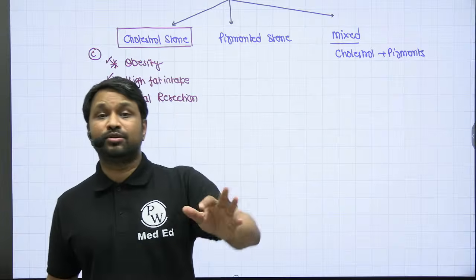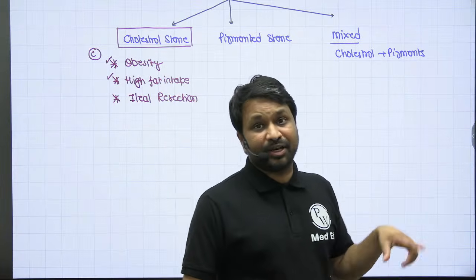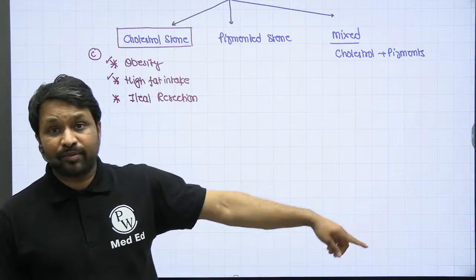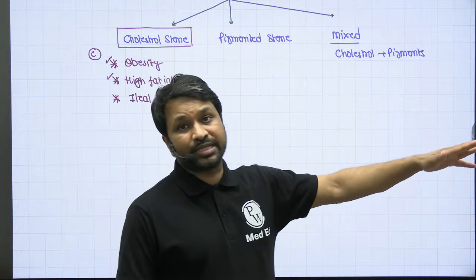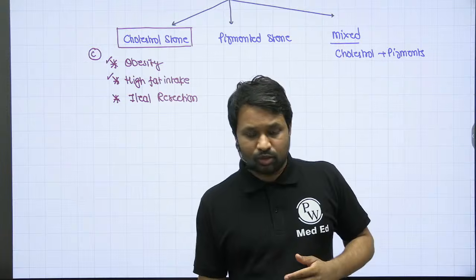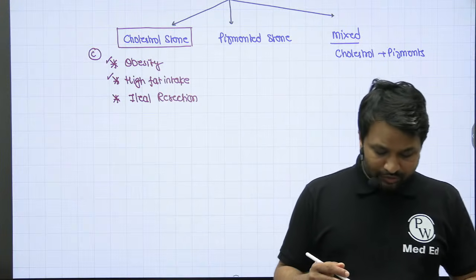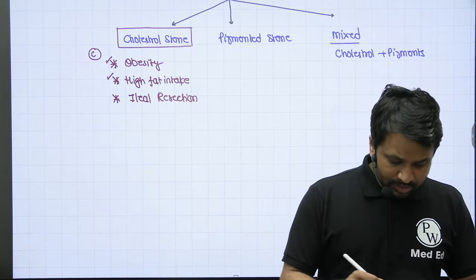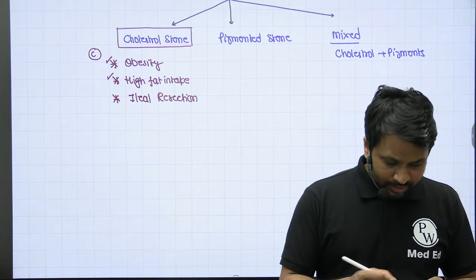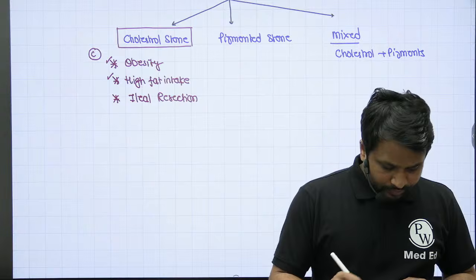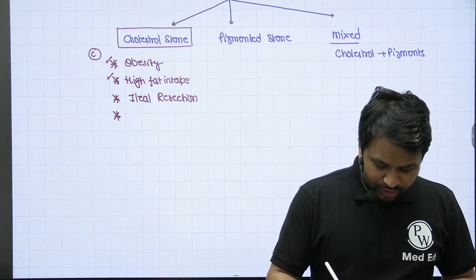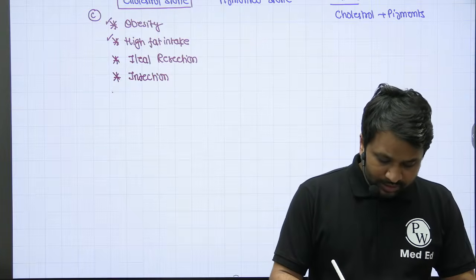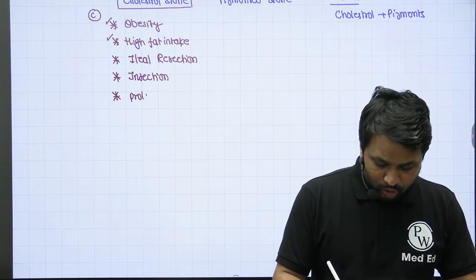More than 90% of the bile is reabsorbed, only 10% is excreted, and bile consists of bile salts, which are responsible for emulsification of fat. When you do not have enough bile salts, it is going to cause accumulation of cholesterol, resulting in cholesterol stones as well. So you have obesity, high fat intake, and ileal resection. Now, apart from this, what else is going to add on to this? Any infections of the gallbladder can also precipitate development of gallstones. Now, stasis of the gallbladder is because of prolonged fasting.